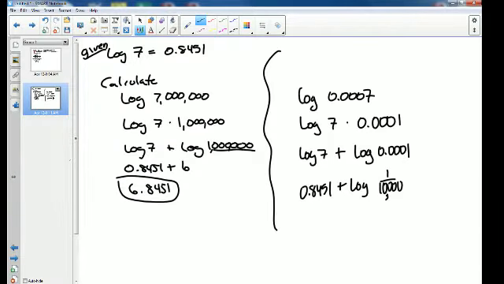Right, which is 10 to the 5, right? So this would be negative 5. What exponent of 10 makes 100,000? 5, and it's underneath in a fraction, so it's negative. So we get negative 5 plus 0.845, which is negative 4.155.